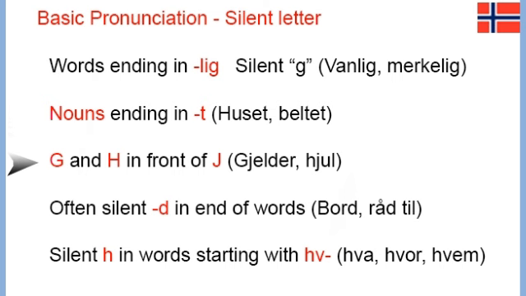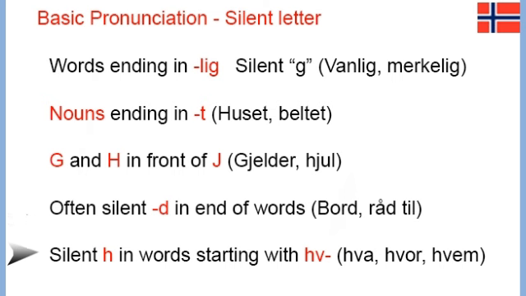We have some silent letters, where it is G and H in front of J: gjelder or hjul. This generally doesn't cause a problem, but you might be aware of them. The silent D at the end of words tends to cause a bit more problems because it's not a strict rule, but it is more common than not. So just be aware of the silent D's at the end of words.